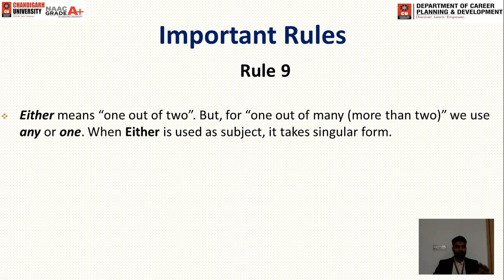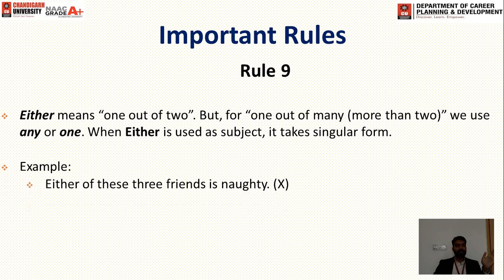Okay. Rule number 9, either means one out of two, but for one out of many, that means more than two, we actually use any or one. So when either is used as subject, it takes a singular form. Example: either of these three friends is naughty. That's a wrong way of writing. The right way: either of these two pens is red. So either of these two friends is naughty.